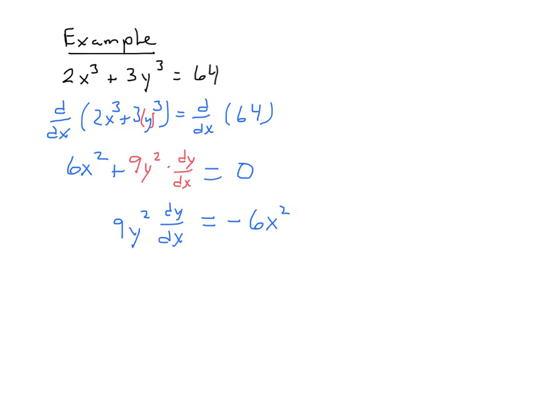Now to solve for dy/dx, I'm just going to divide everything by 9y squared. And I get that dy/dx is equal to, in this case I can reduce, negative 2x squared over 3y squared. And that would be my derivative. That's dy/dx. There's nothing else I really would need to do at this point.